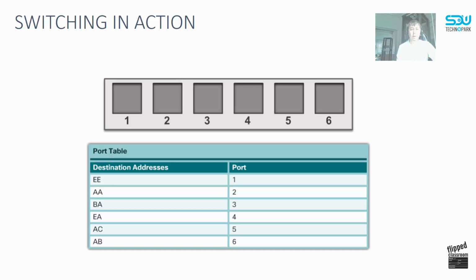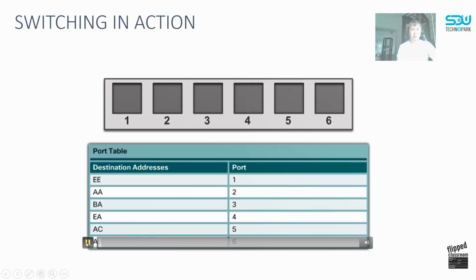Here we have a switch with 6 ports, and each port has its own sequence number. We have destination addresses which are learned by our switch. So this is the MAC address table of the switch. And now a frame will come. The frame comes into the switch port, and the switch will understand where this frame is going.